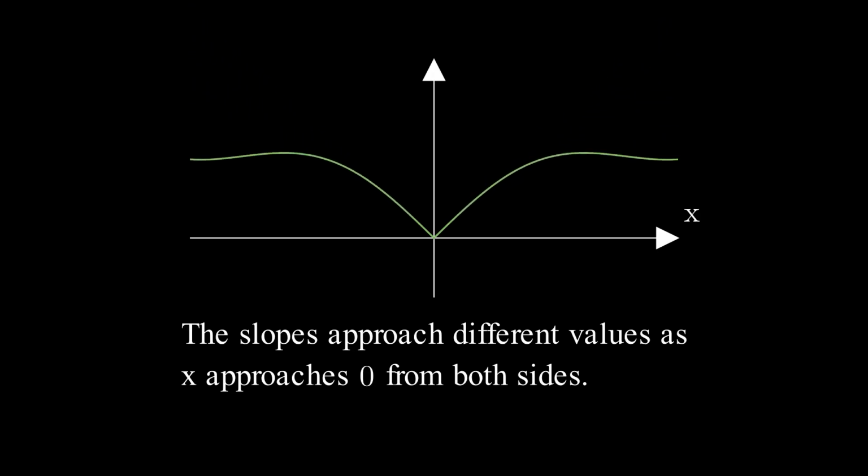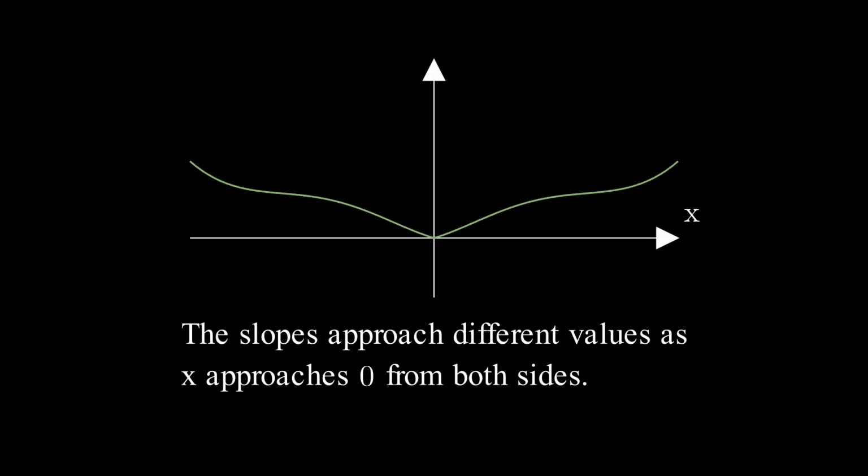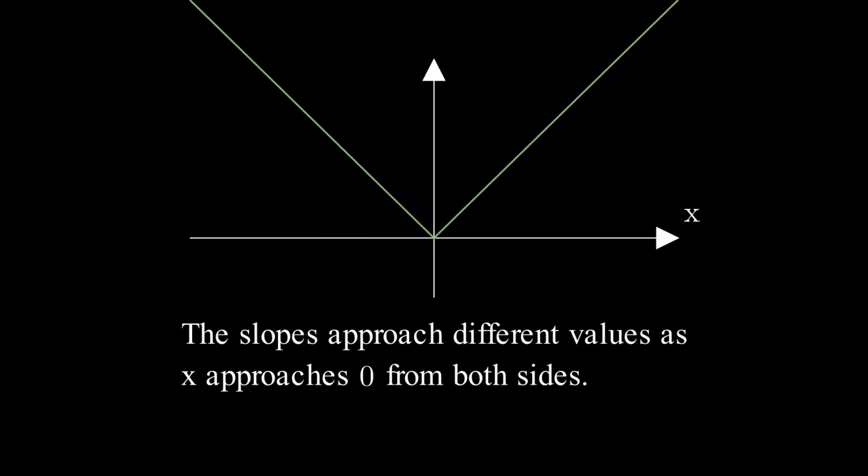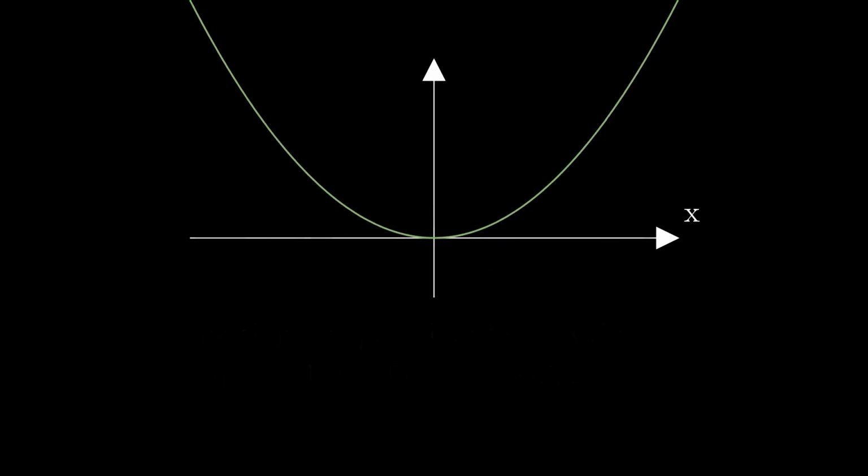No matter how the rest of the curve looks like, the slopes will always be different so long as there is a sharp edge at that point. If we can make the sharp edge go away, the continuous function becomes differentiable at every point in its domain.